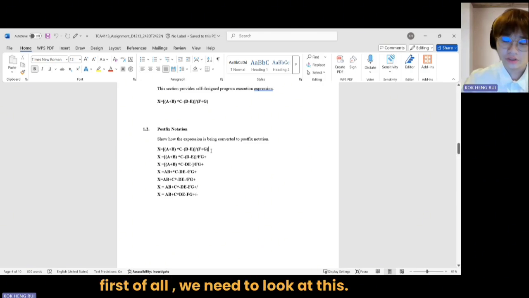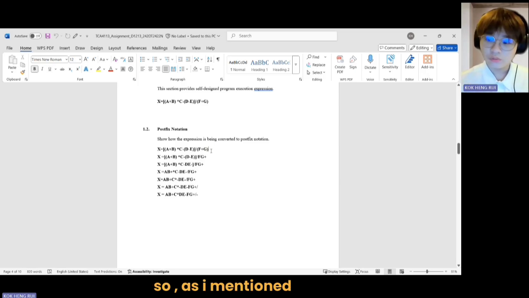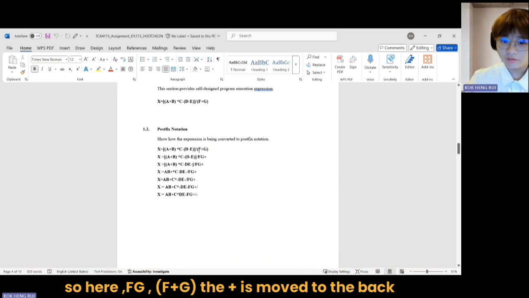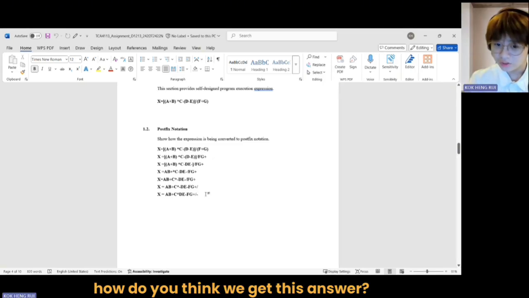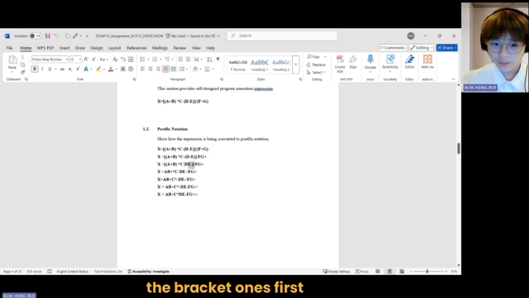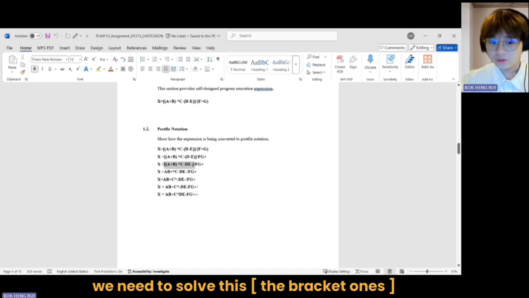First of all, you need to look at this. So as I mentioned, you need to put all the multiplication, addition all to the back. So here, FG, F plus G is moved to the back. Next, how do you think we get this answer? So first we need to solve the bracket ones first, as we need to solve this before we can solve the whole equation.